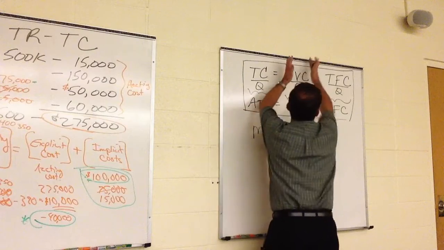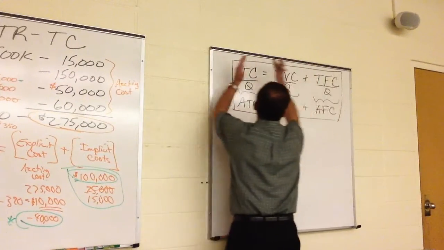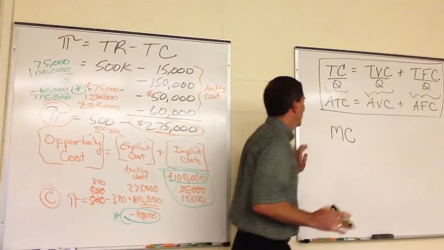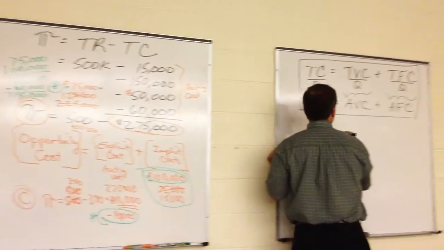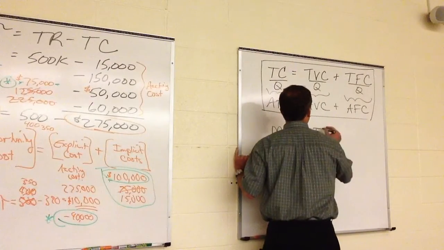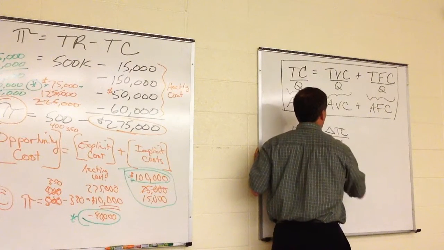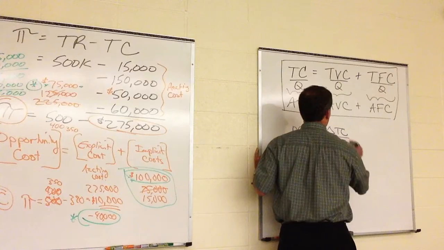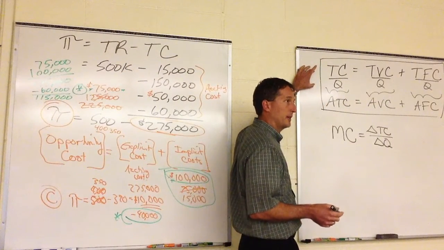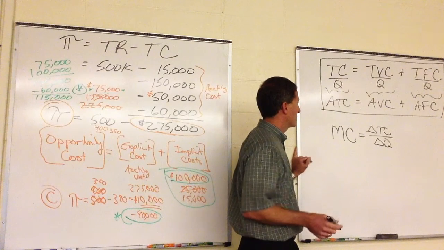If I asked you, what's the average variable cost formula? Now you know it. The average fixed cost, average total cost, the sum of the totals, the sum of the averages. But the granddaddy is missing. The granddaddy is the change in total cost divided by the change in quantity, which looks awfully close to this one, but very different, right? The change in total cost divided by the change in quantity.